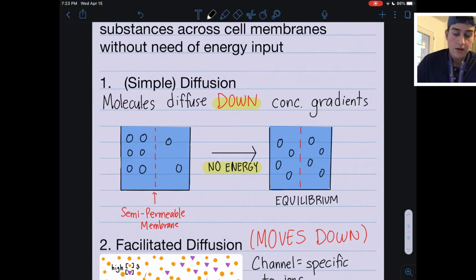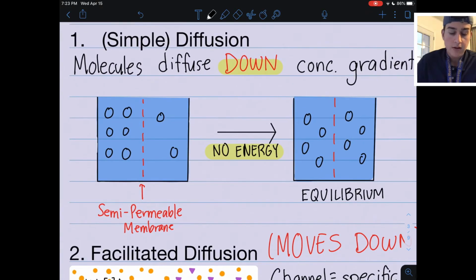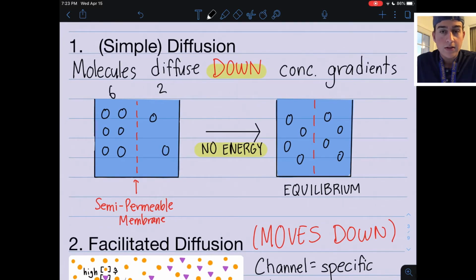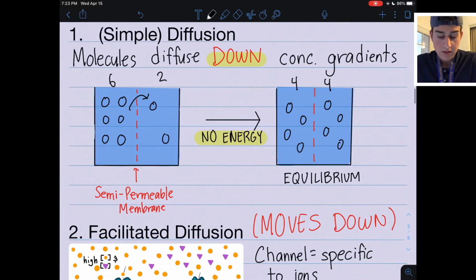So for example, there has to be a semi-permeable membrane. On the side on the left, we have 6 molecules and we have 2 molecules on the right. And diffusion would want to make something called equilibrium, and it's going to go down the concentration gradient. So the molecules are going to go to the right side until there's equilibrium, and as shown on the right side, there is equilibrium. The molecules themselves will continuously move back and forth, but there will always be equilibrium. And this requires no energy.